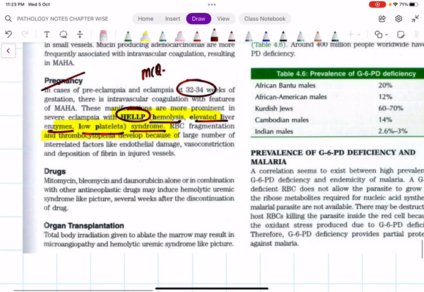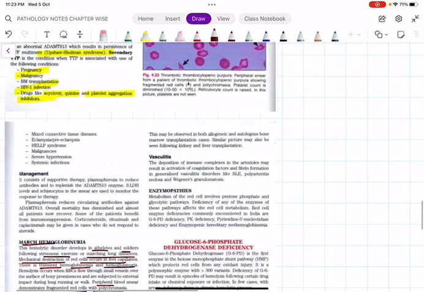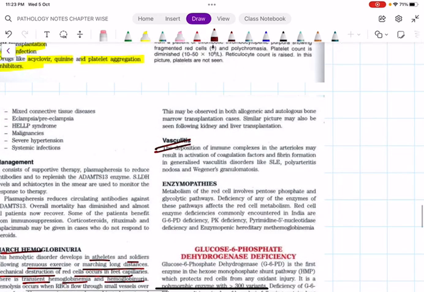Then mitomycin, bleomycin and daunorubicin. All these are chemotherapeutic drugs. They may also cause microangiopathic hemolytic anemia. And I told you, vasculitis, like SLE, polyarteritis nodosa and Wegener's granulomatosis.